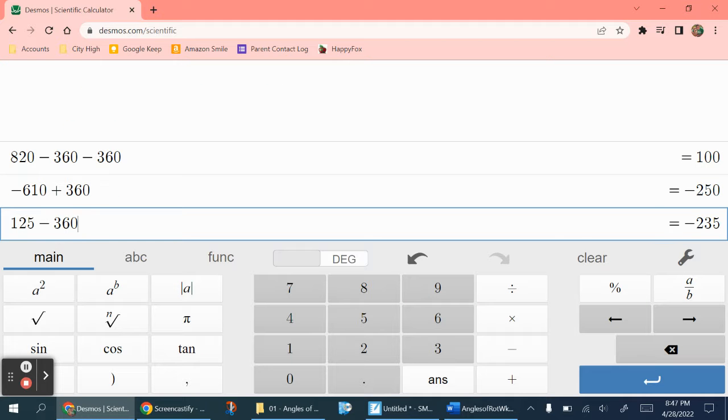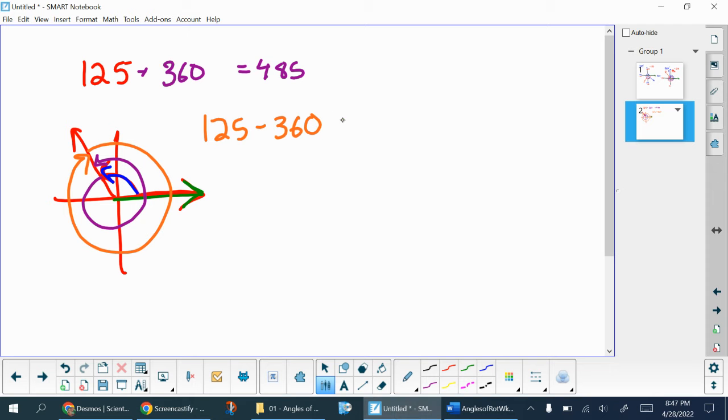So we get negative 235. So that would be another coterminal angle. So on all of these, to find a positive and a negative, you're just adding 360 or subtracting 360. Sometimes you might have to do it more than once.